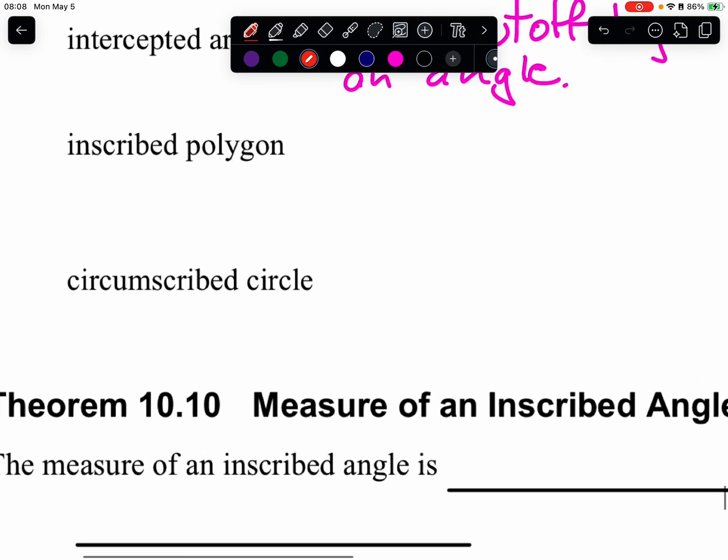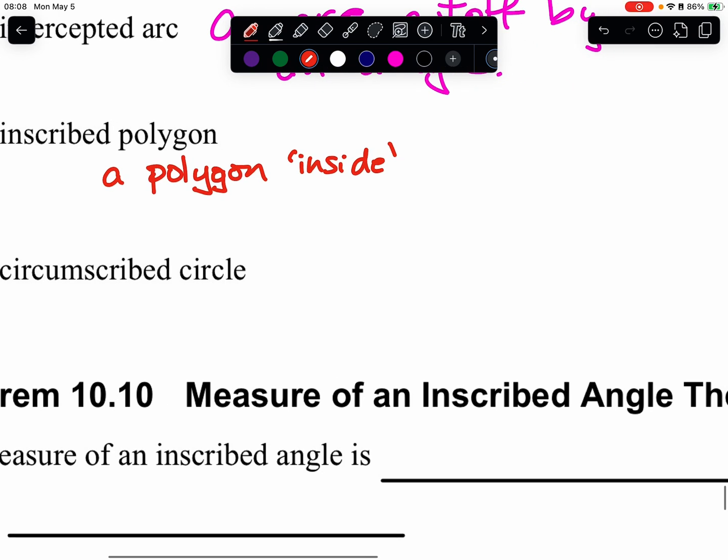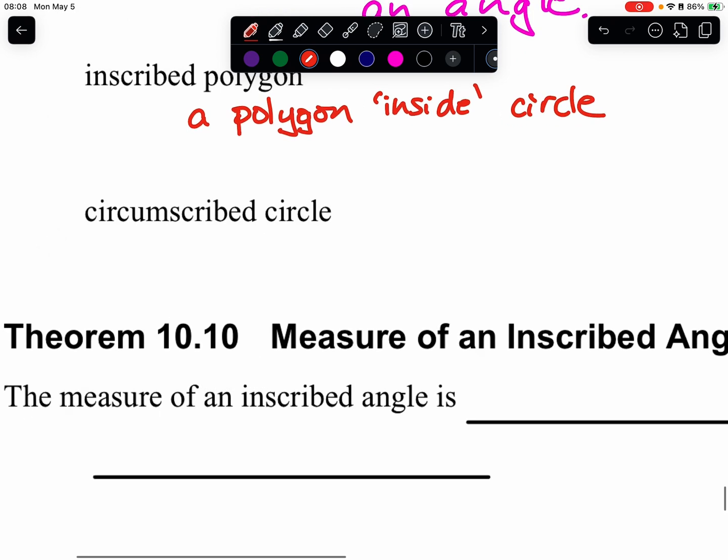All right. So an inscribed polygon, I'm going to use the word inside, very informally, is a polygon inside a circle, whereas a circumscribed circle is a circle around a polygon.